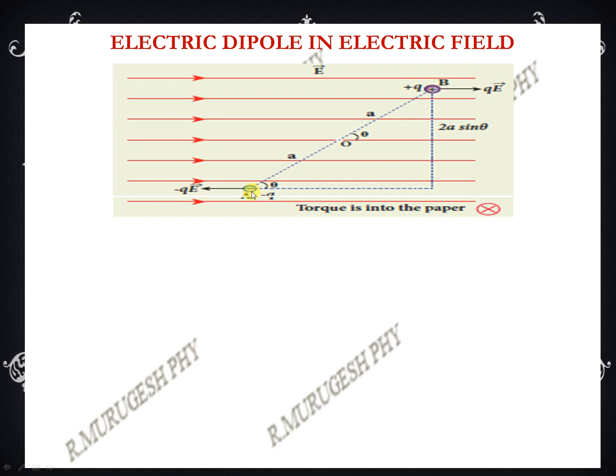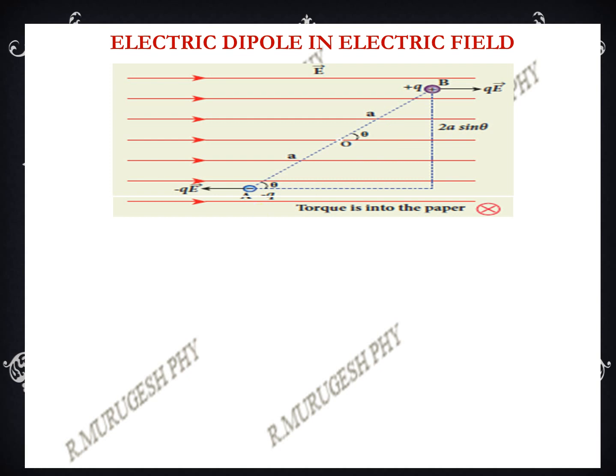Now, in this arrangement, both the charges, magnitude-wise, are equal, placed in the same electric field. So the forces will also be equal, but the only difference is the directions are opposite. Why are the directions opposite? Because one is a positive charge, the other one is a negative charge. The sign differs, so the direction also differs.